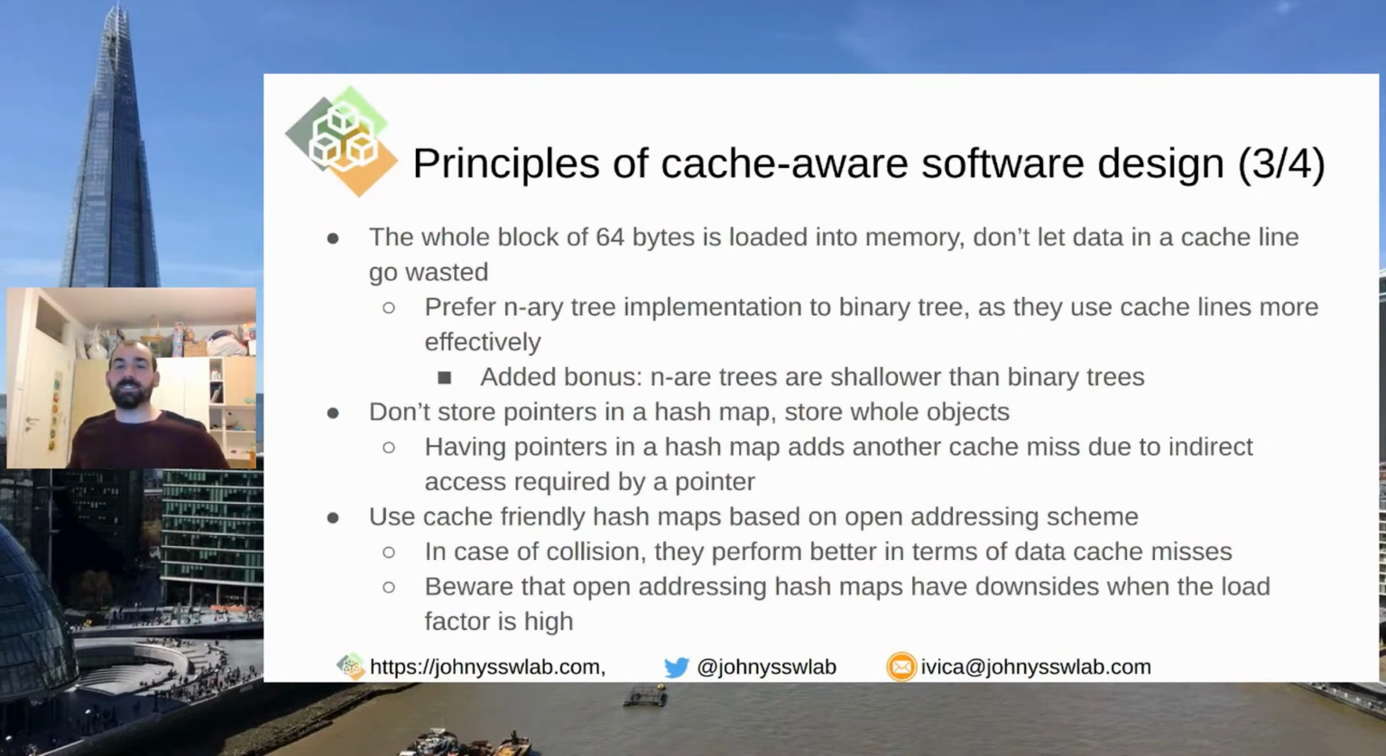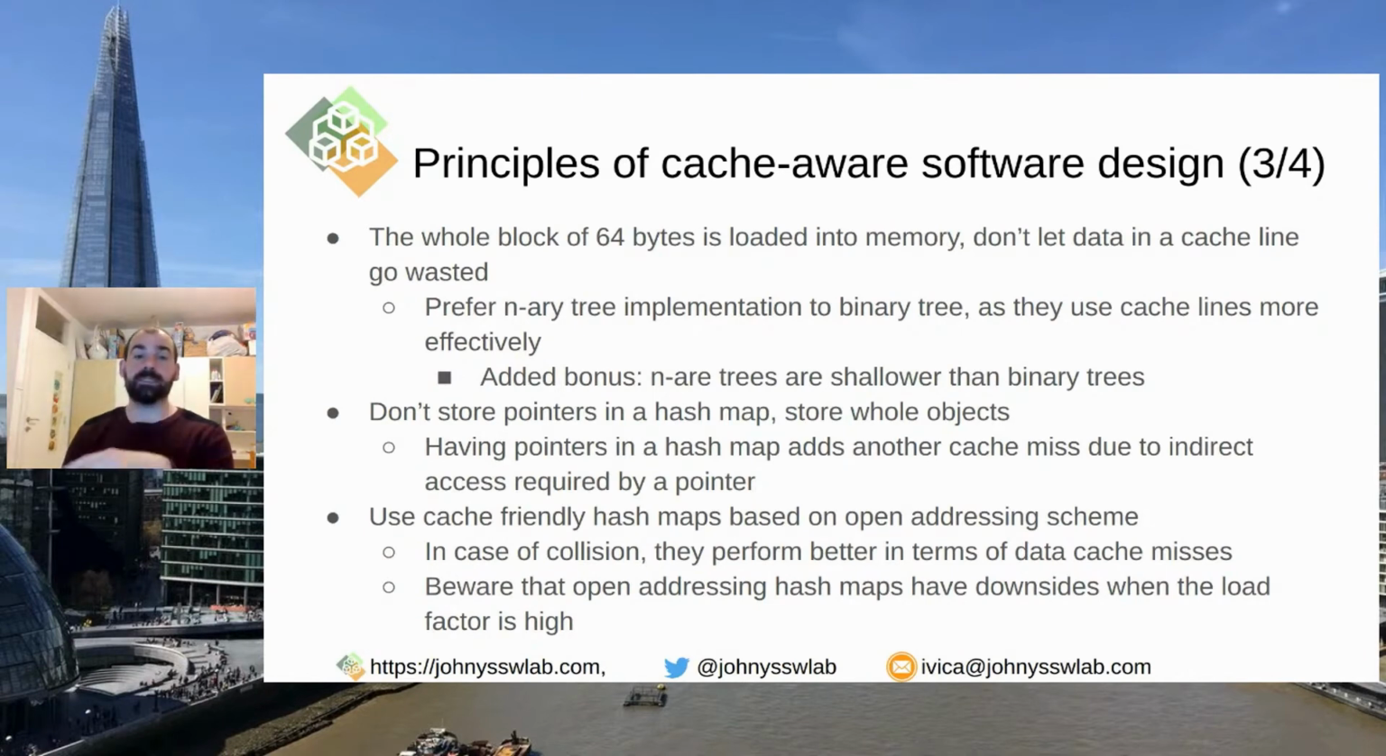Principles of cache-aware software design, 3 or 4. Since you fetch 64 bytes of memory, you don't want the data to go to waste. If you have a small binary tree that contains integers and so on, it might happen that the size of the node structure is like 24 bytes, and the rest is thrown away. So you should prefer an n-ary tree implementation, not binary, but ternary, quaternary, and so on, because these implementations use cache lines more effectively.